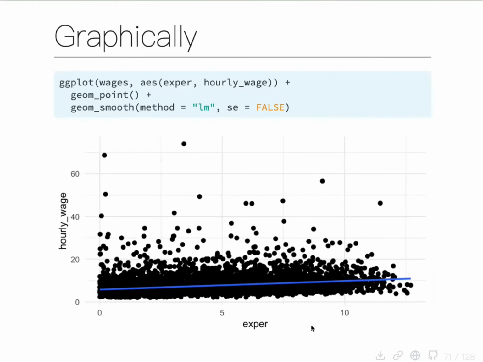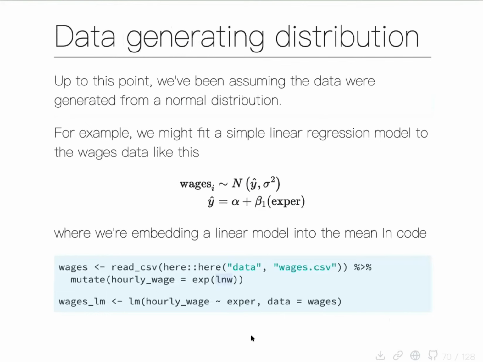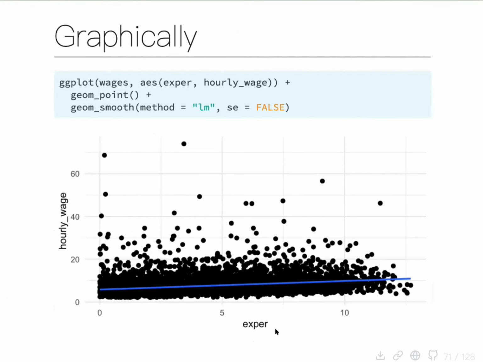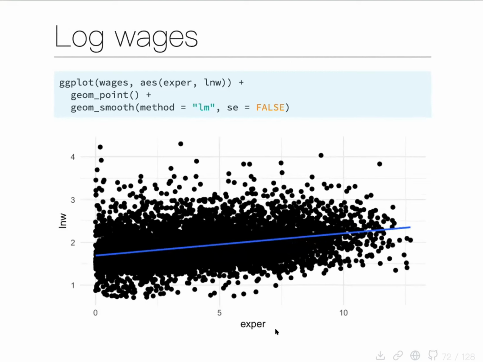Graphically, this model is going to look like this, okay? So we have experience on the x-axis and hourly wage on the y-axis. Now, when we've played with these data before, we looked at the natural log of wages, LNW. Okay, and when you look at the data like this, it makes more sense why we would use the natural log of wages, because that looks like this. Okay, so this is a good example of taking a distribution and applying some transformation of it so you can model it better.